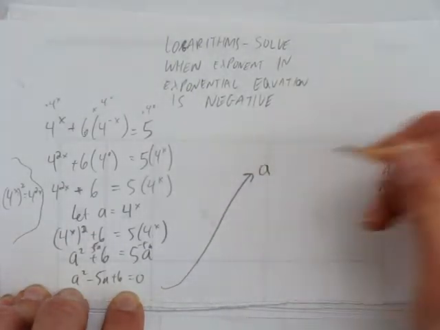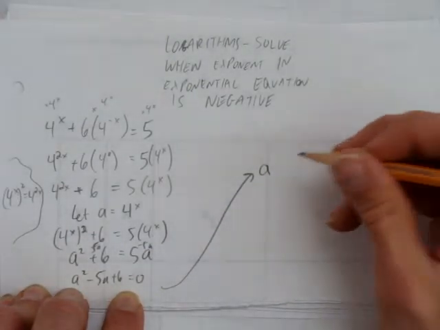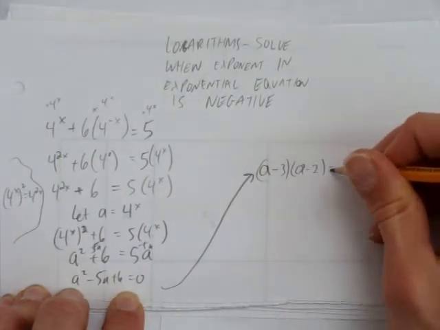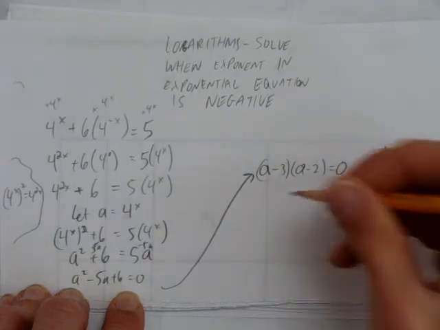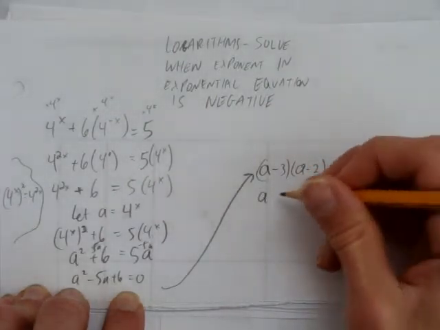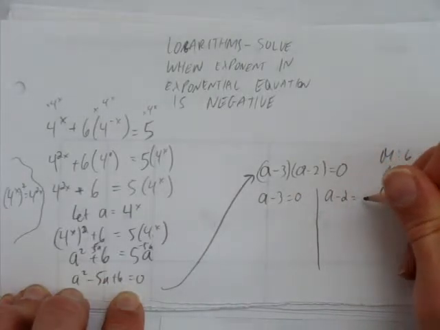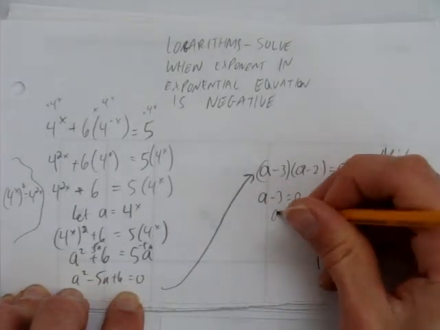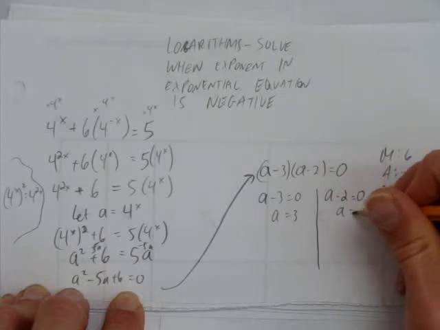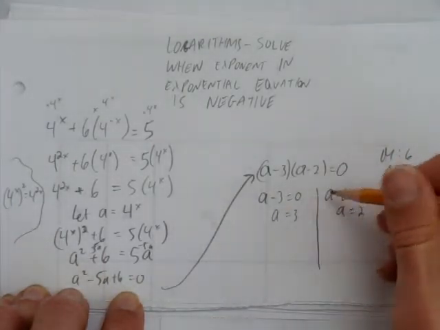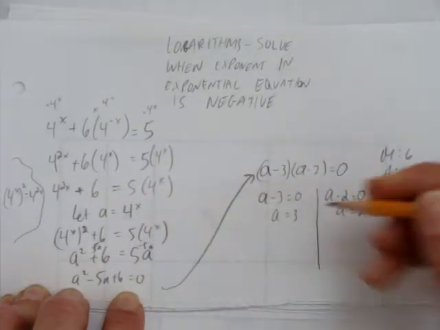So we get a minus 3 and a minus 2 multiplied together equals 0. So a minus 3 equals 0 or a minus 2 equals 0. That means a equals 3 or a equals 2. But we're not quite done. a is not a. It really is a substitute for 4 to the power of x.